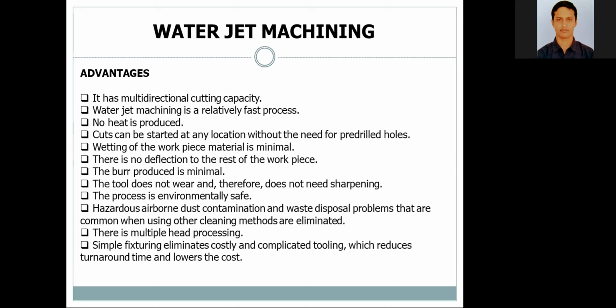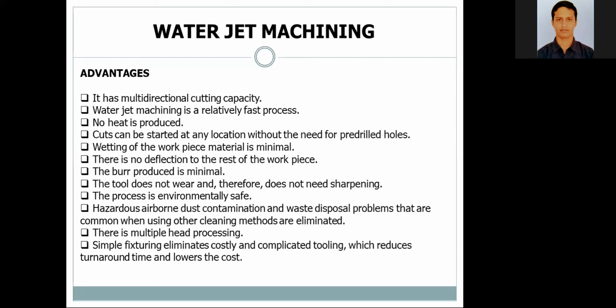If we adjust the high water jet for certain materials or certain job pieces, then the bar will be reduced, which generally occurs at the other side of the objects. The tool does not wear, therefore does not need sharpening. The process is inherently safe. Hazardous airborne dust contamination and waste disposal problems that are common when using other cleaning methods are eliminated.